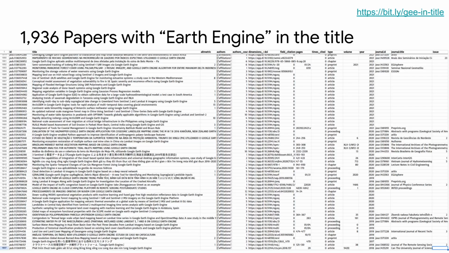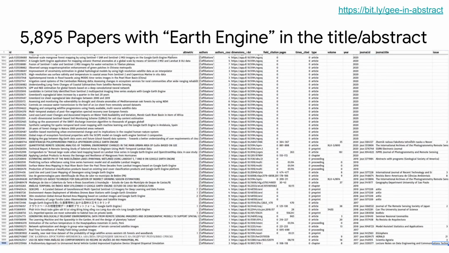You can see all the publications. So far for the last 10 years, there are almost 2,000 papers that have Google Earth Engine in the title. So they have Earth Engine in the title, which means it's definitely utilizing that. In the upper right corner here, there's a link, so if you want to download the entire list, you can access it.